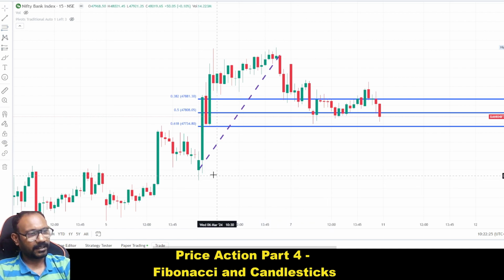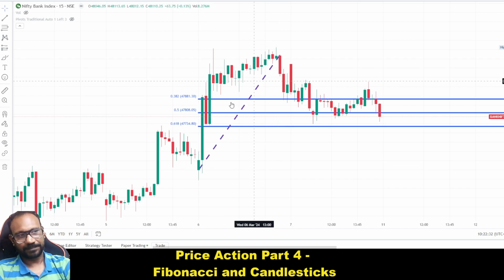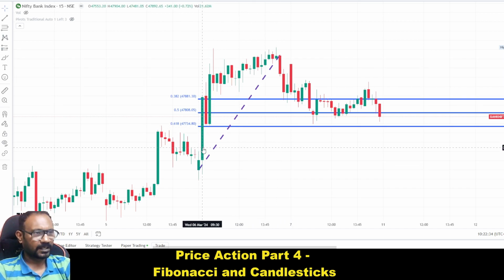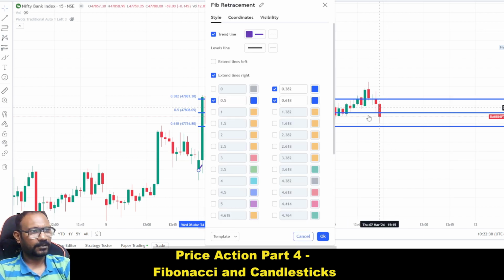And here also you see I am ignoring the wick and then considering only the bottom of the body to the top of this body, right? So that is the condition. Now, what are the settings that you should have left enabled? Just double click on these lines. I have enabled 0.38, 0.5 and 0.618.